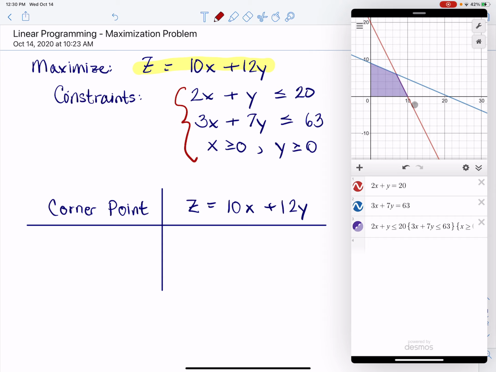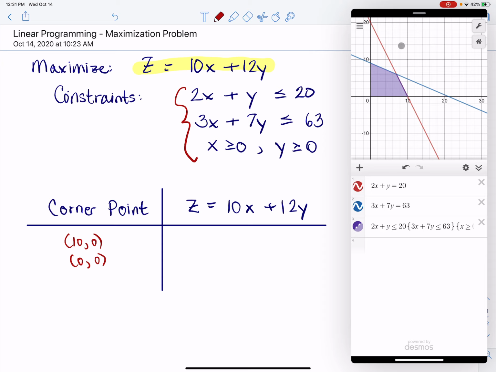Now the red line here is 2x plus y equals 20. Just notice that the y-intercept of that line is up here at 0, 20. You can find that by letting x equal 0 when solving for y. And the x-intercept is 10, 0. Same idea, let y equal 0, solve for x. And you notice that 10, 0 is also a corner point. So I'm going to write that down over here. And 0, 0 is automatically a corner point, but it doesn't tell us a whole lot.